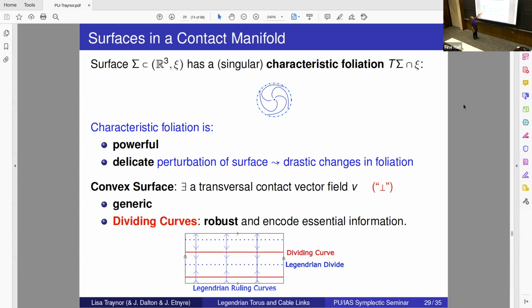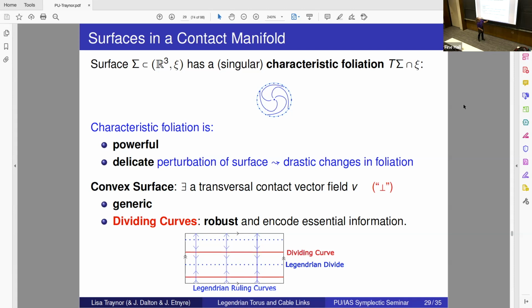What's really nice is that this transversal contact vector field is basically giving you a perpendicular to your surface. In contact geometry there's no perpendicular in general, but this gives us one. And we get these dividing curves, basically where the contact planes contain the perpendicular. So where are the contact planes perpendicular? Those are your dividing curves. These are Legendrian, this is singularities, this is a Legendrian curve.